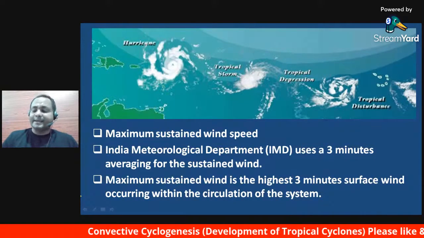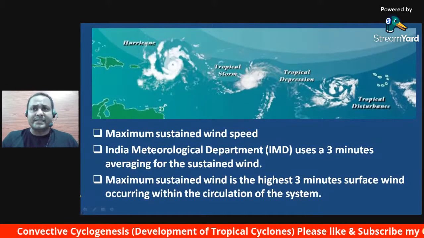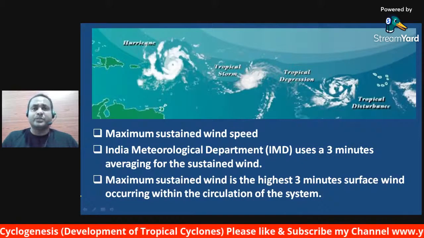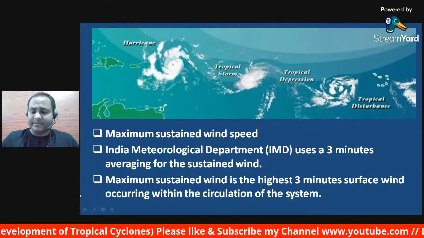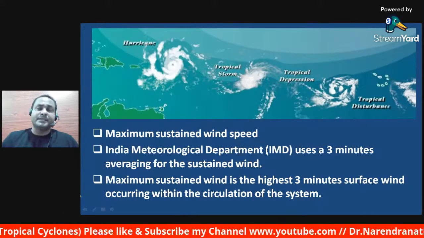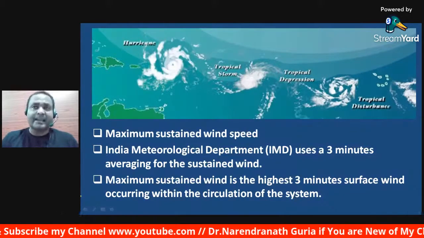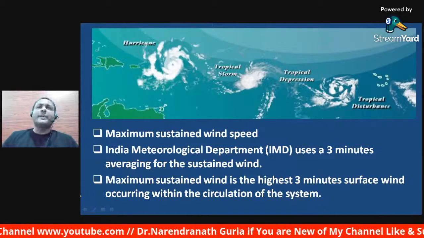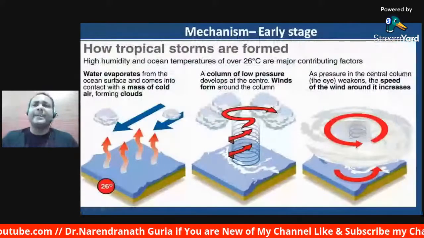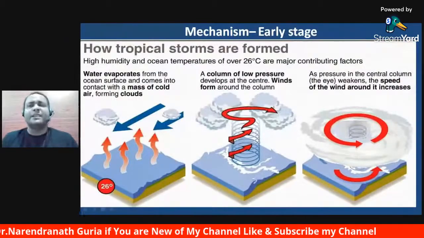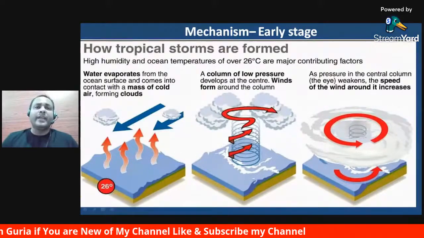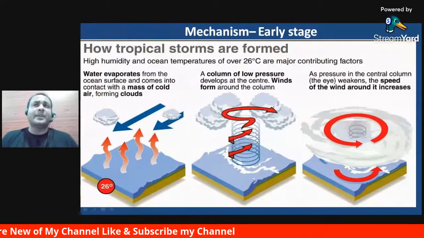So in this slide you learn how the maximum sustained wind speed is determined, and that the Indian Meteorological Department issues a three minute average of the sustained winds, and sometimes satellite imagery analysis is used. Also, how tropical storms are formed. Very interesting. In the early stage there are different stages through which a tropical storm forms.